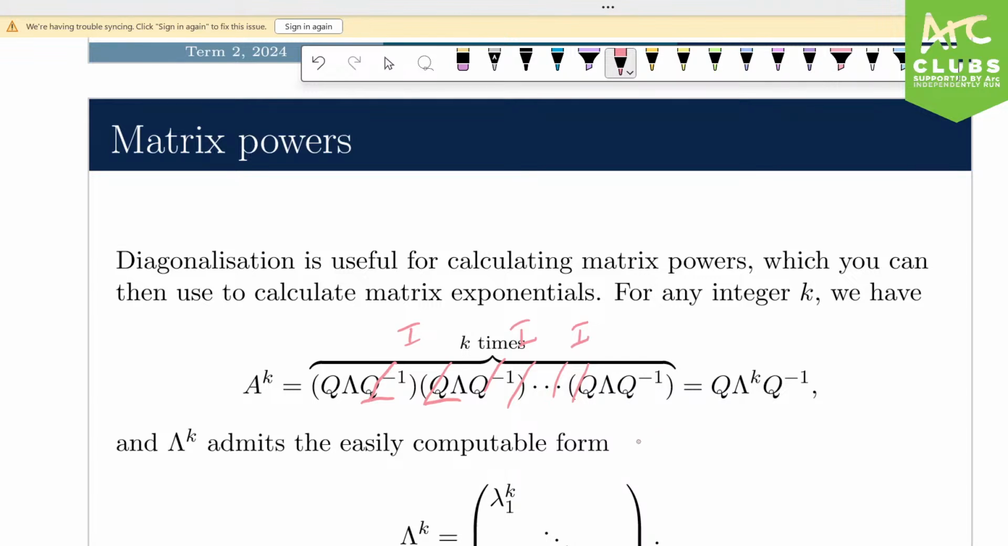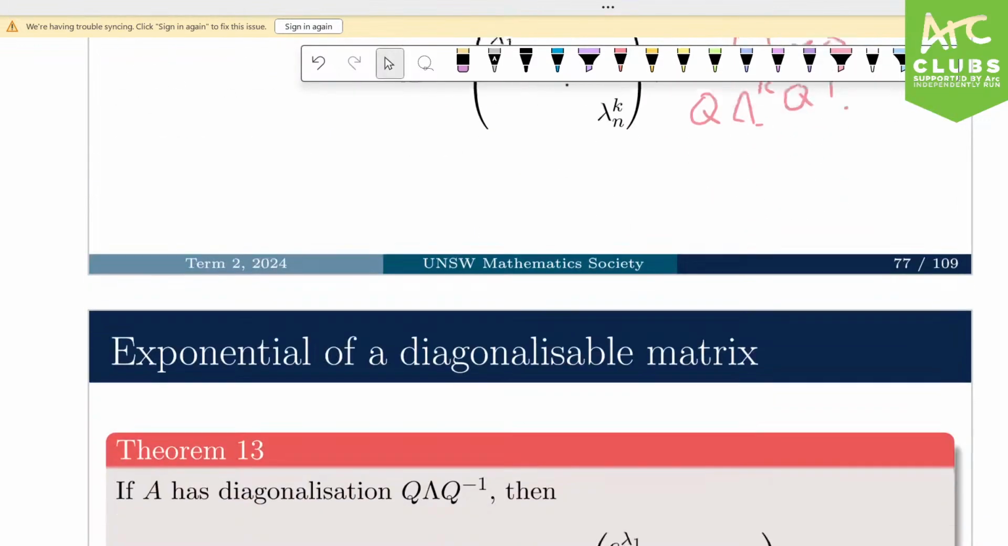So really we just get that A to the K equals Q lambda times dot, dot, dot times lambda Q inverse, with lambda appearing K times. So we get Q lambda to the K Q inverse. And the reason why that's really good is because when you raise a diagonal matrix to a power, you just raise the diagonal terms to that power. So as you can see there, really nice.